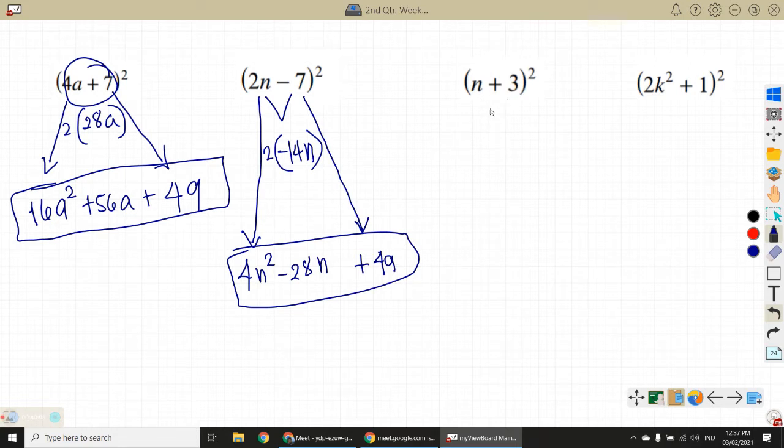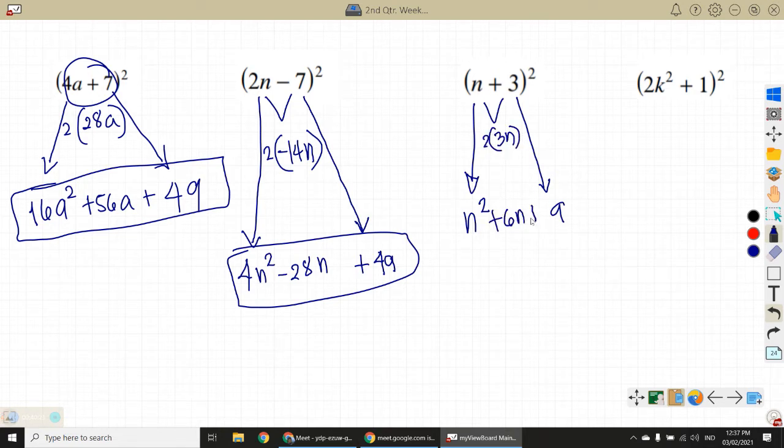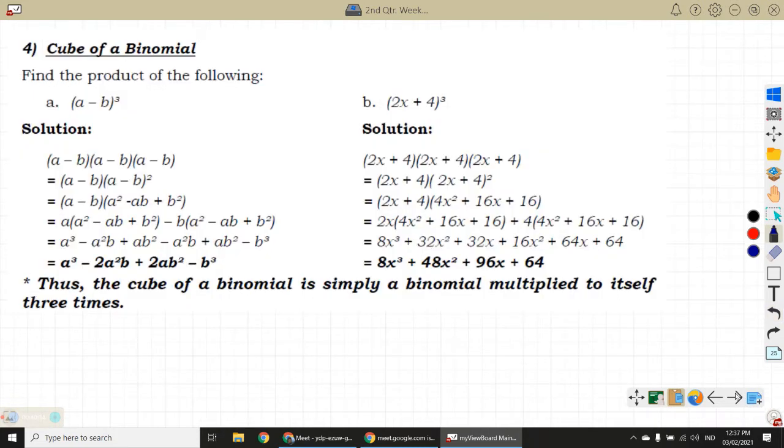How about this one? N plus 3. So this becomes what? This becomes N squared. This becomes 9. This becomes 3N times 2. So the answer is 6N. N squared plus 6N plus 9. Okay? So punta tayo sa pang-apat. We only have 5, no? So pang-apat na. Okay? So sa pang-apat, ano kayang gagawin natin sa pang-apat?